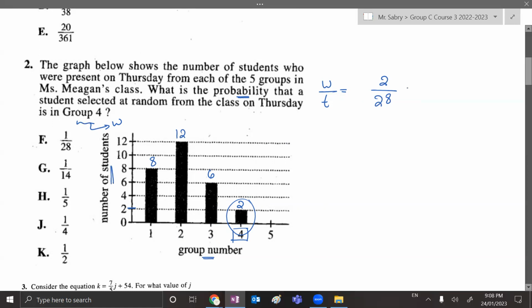Now, whenever we put a fraction like this, it must be simplified. 2/28 divided by 2 up and down will become 1/14. So then when you look at the choices, G must be the correct choice. Does this make sense? Perfect.